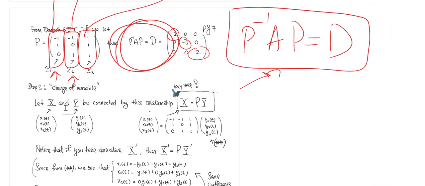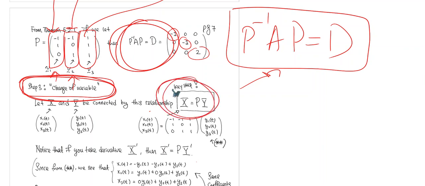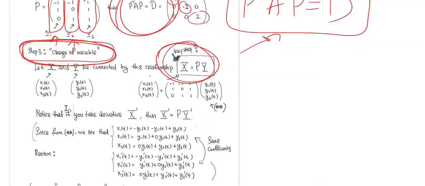Now, the key step in solving this system of differential equations using the diagonal matrix is to do a change of variables. This change of variables is critical. So now you want to introduce a variable y, and the variable y that you introduce has to be connected with the variable x in this particular manner. So it has to be x equals Py.